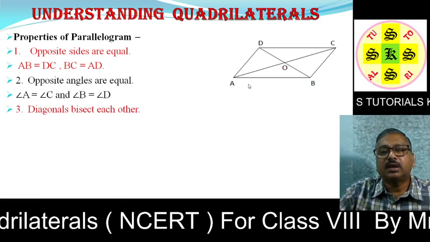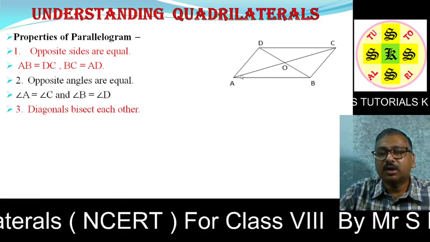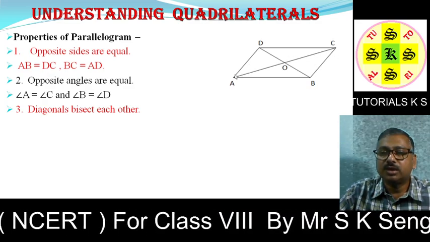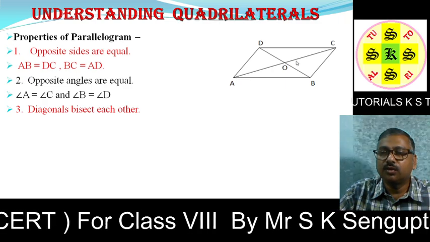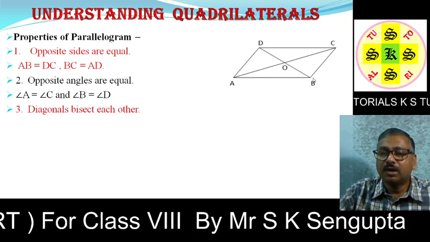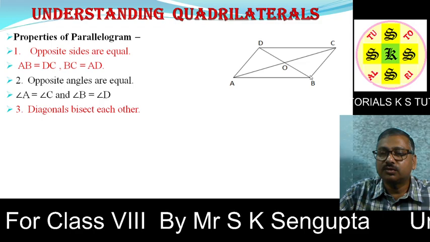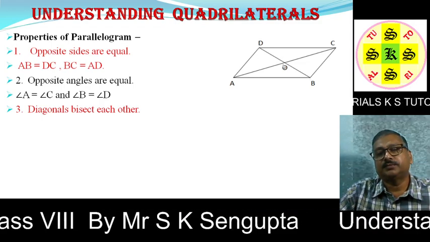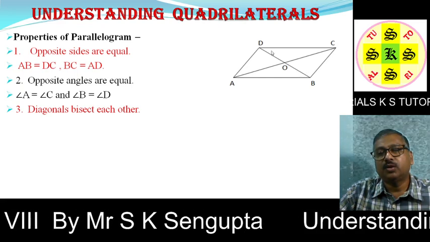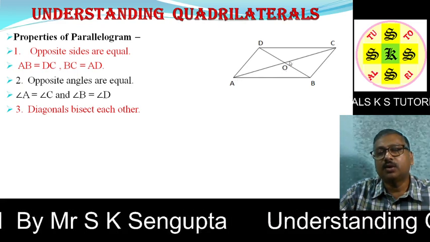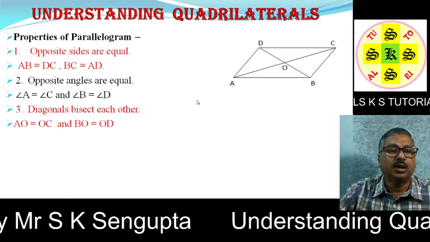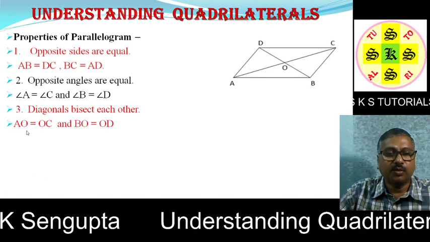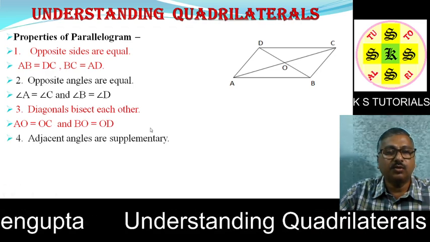Diagonals bisect each other. Whatever the length of AC, here AO equals OC. If this is 8 cm, then AO equals 4, OC equals 4. Similarly, if BD equals 6 cm, then BO equals 3 and OD equals 3. Bisect each other: BO equals OD as well as AO equals OC, separately both are equal. So diagonals bisect each other, and the mathematical form is AO equals OC and BO equals OD.